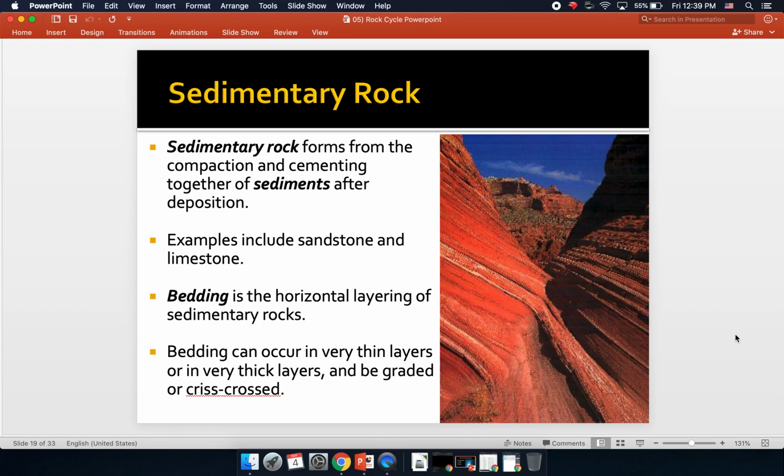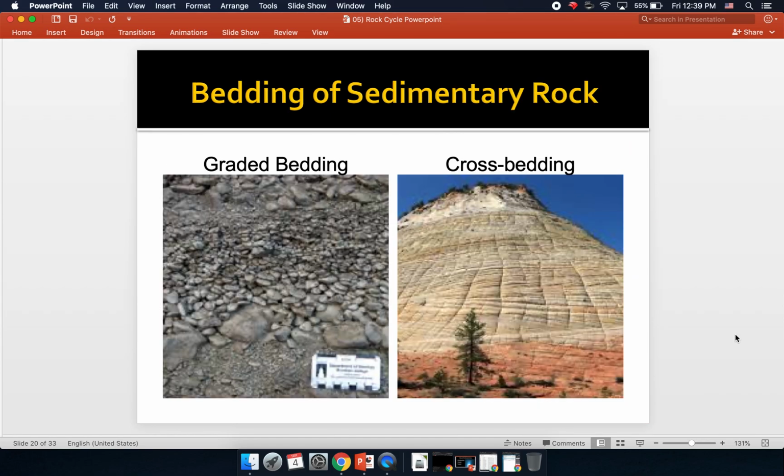Bedding is the horizontal layering of sedimentary rocks, and you can see examples of bedding in the picture to the right. Bedding can occur in very thin layers, in very thick layers, or can also be graded or crisscrossed. So in the picture on the left we have some graded bedding. That's where you have layers in which the bigger, heavier pieces are at the bottom of the layer, and as you go up in the layer you have the smaller, lighter pieces. The pieces get smaller and lighter as you go up through each level.